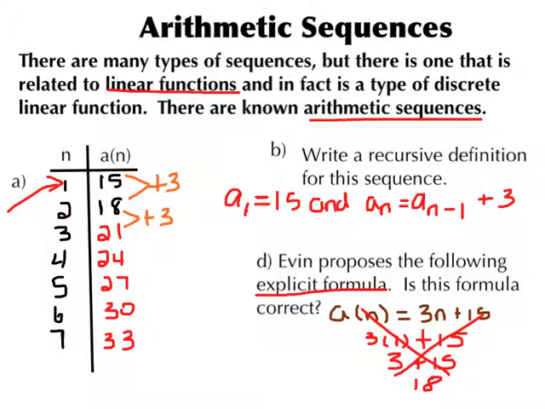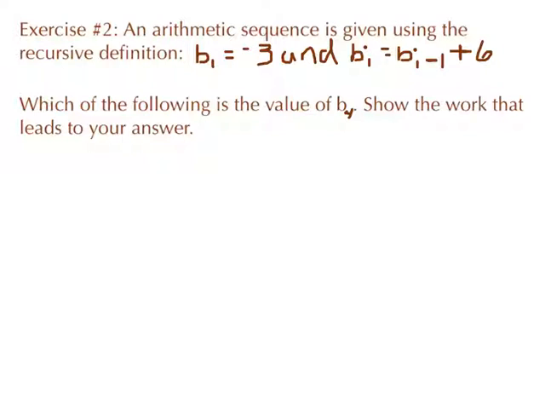What should it be? Well, if I use this 3n still, if I say 3 times 1, okay, well, 3 too many, so let's take 3 away from the 15, so that would give me 12. So the correct explicit formula would be 3n plus 12. Now I'm going to show you how we came up with that in a moment. Let's look at exercise 2.